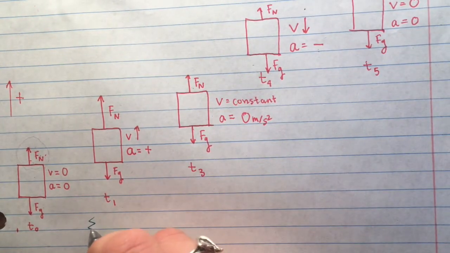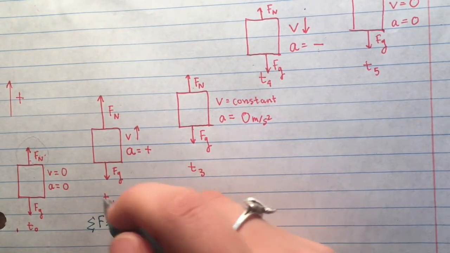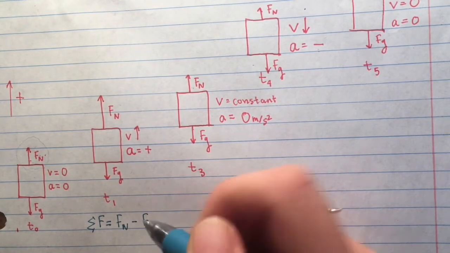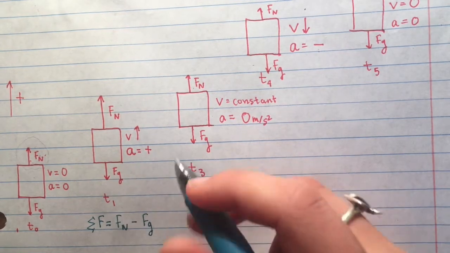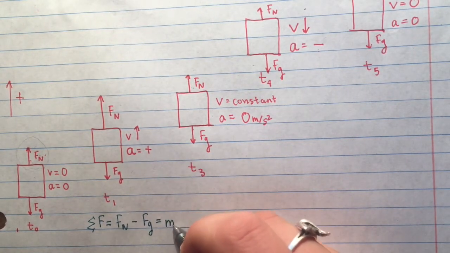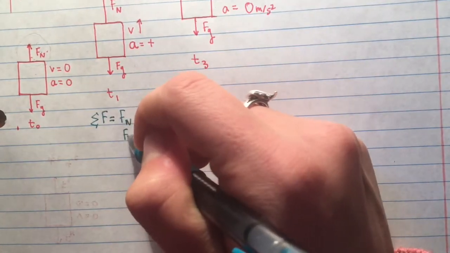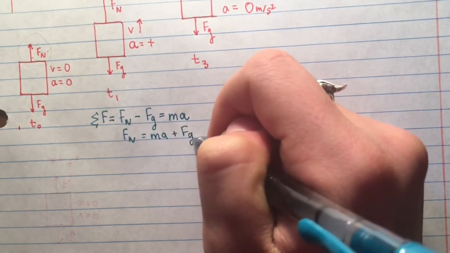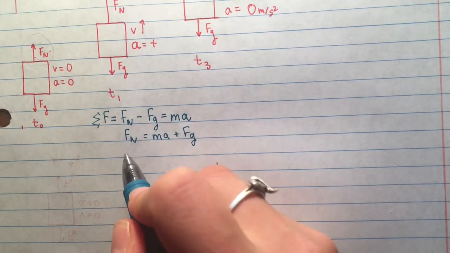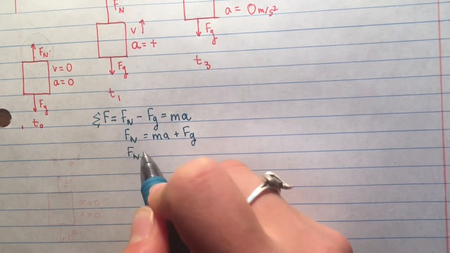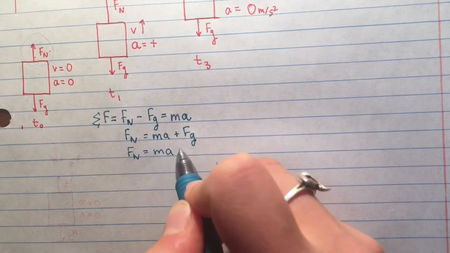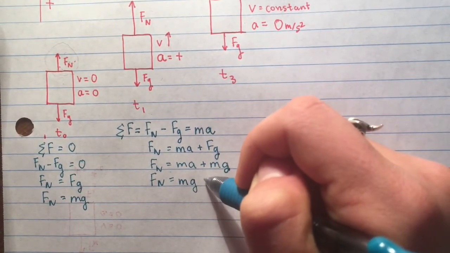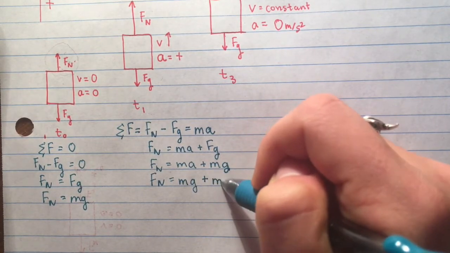The net force on the elevator is equal to the normal force minus the force of gravity, because gravity points downwards, and that is all equal to mass times acceleration. Force normal equals ma plus the force of gravity. And if you remember that 100-question quiz, you remember that the force of gravity is equal to mg. I'm going to rewrite this as the force of gravity plus ma.